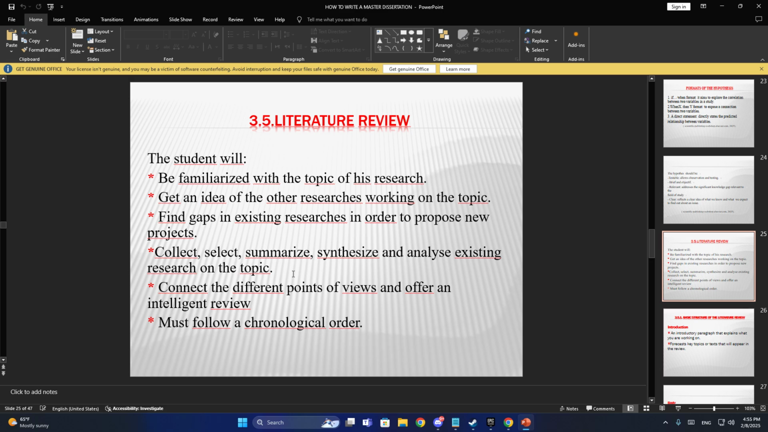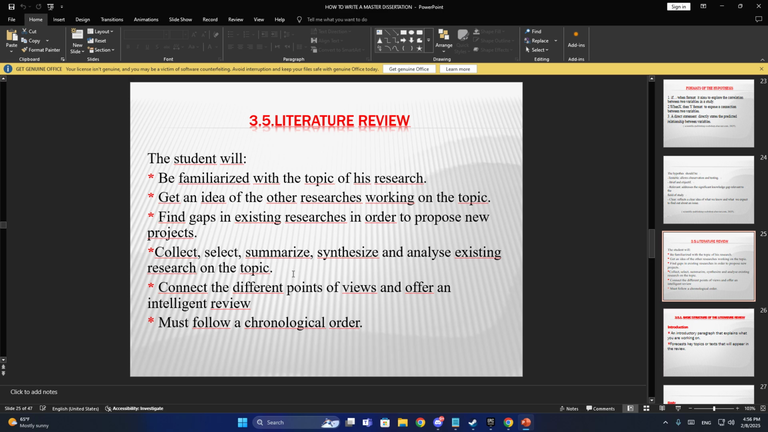So the student will be familiarized with the topic of this research. When you write a literature review, you are familiarized. Even the reader who reads your dissertation is going to be familiarized with it, to get an idea of the other researchers working on the topic. Yes, of course. How did previous researchers work on this topic before I treat it now.